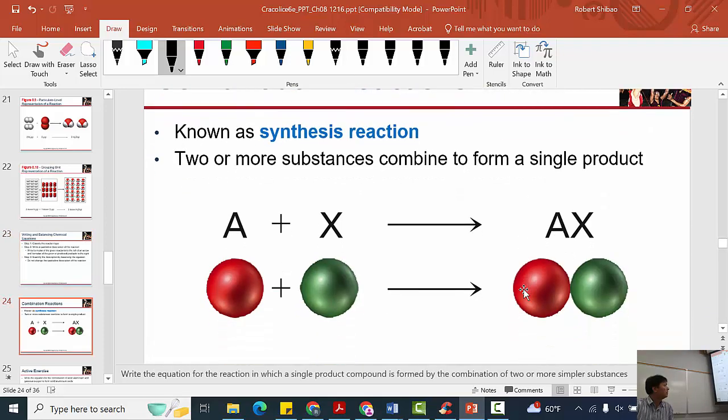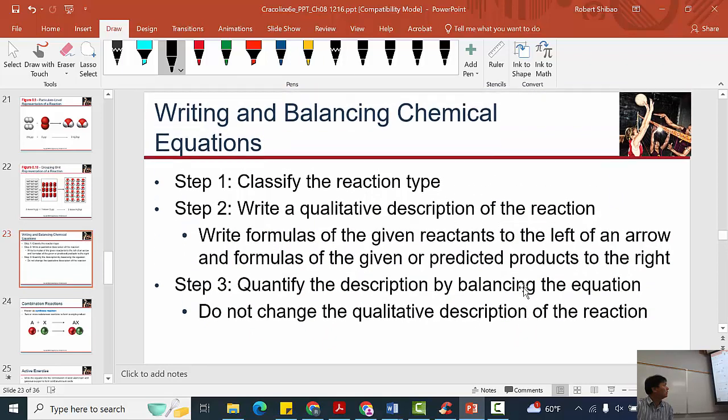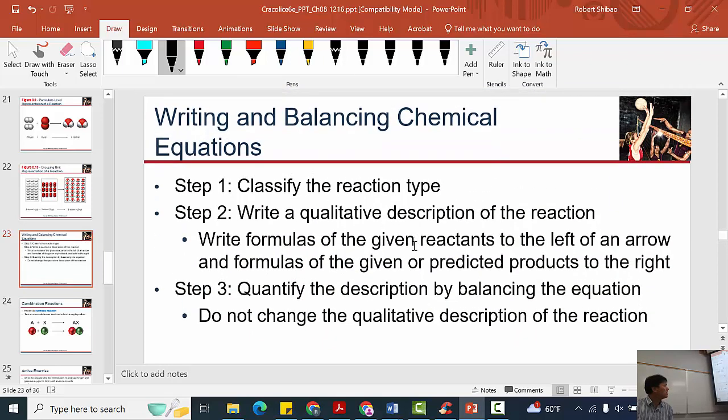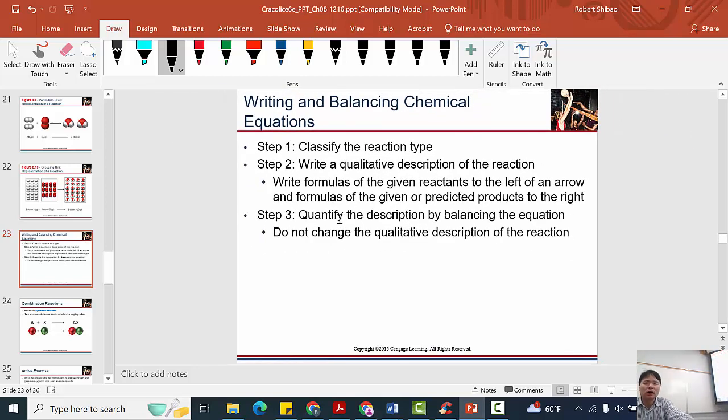Let's skip that slide. Now, your book divides reactions into different categories. How many categories did I have for chemical reactions? Three. What were they again? Metathesis, acid-base, and oxidation-reduction, or redox for short.